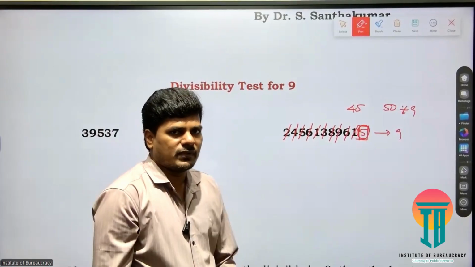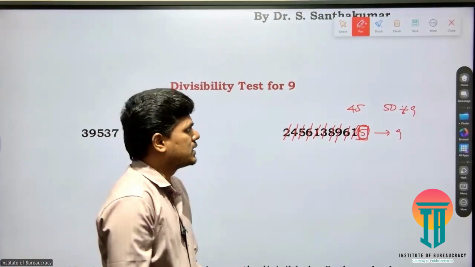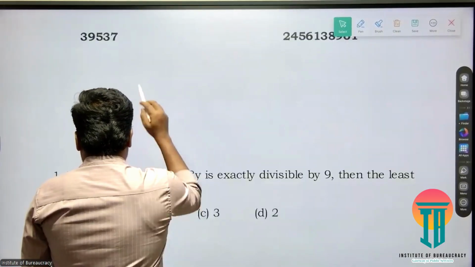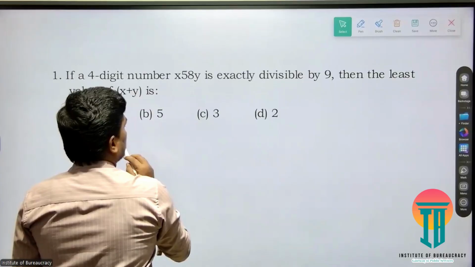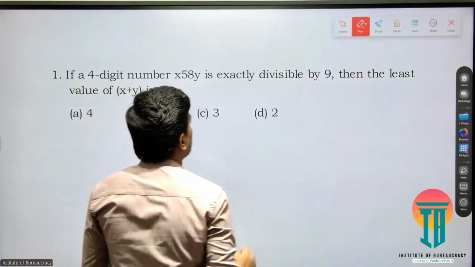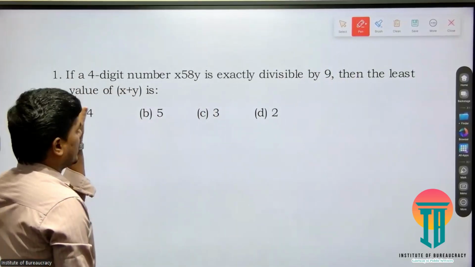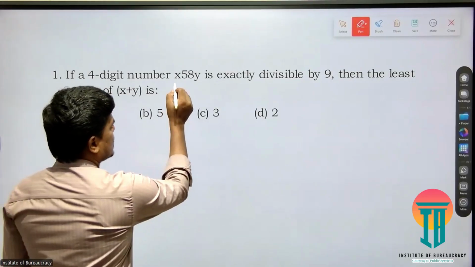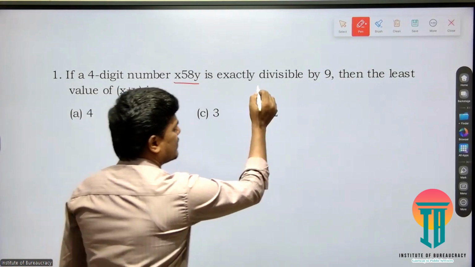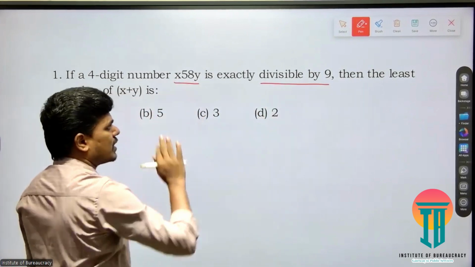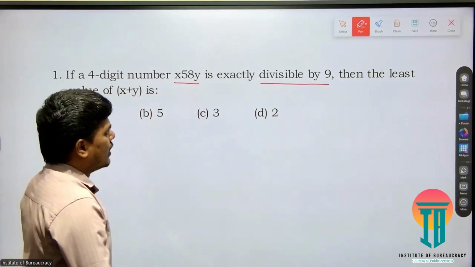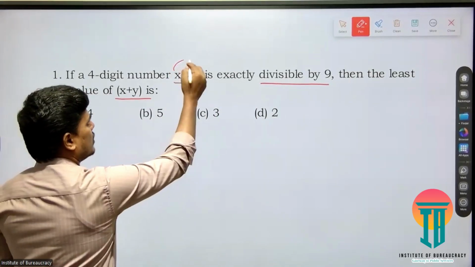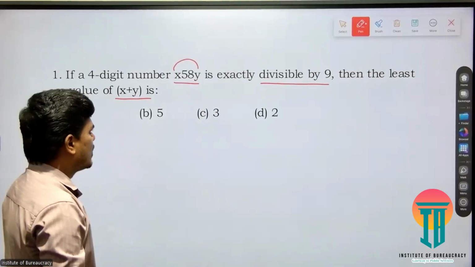Now let's take some PYQs from SSC. We'll solve them. Let's take the first question. If a 4-digit number x58y is exactly divisible by 9, then the least value of x plus y is, what is the least value? x plus y is what we want to find.